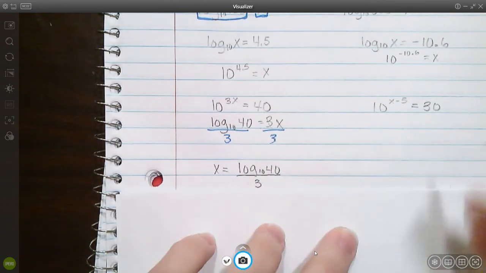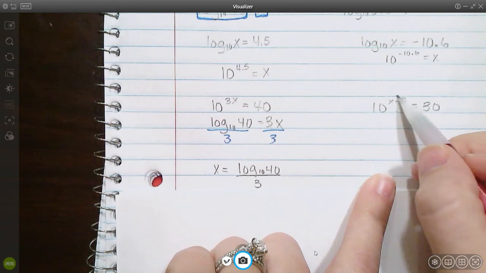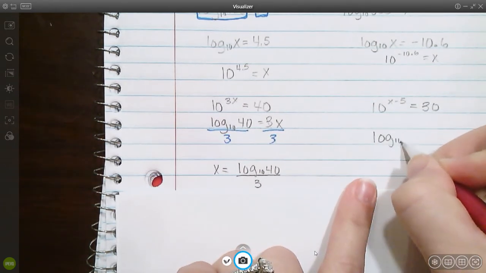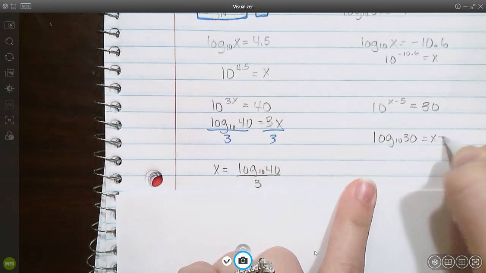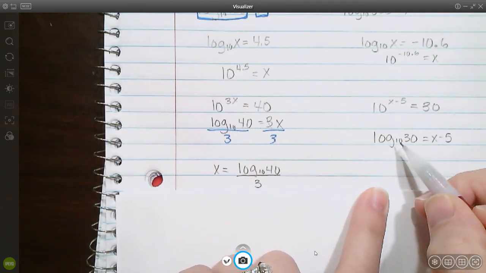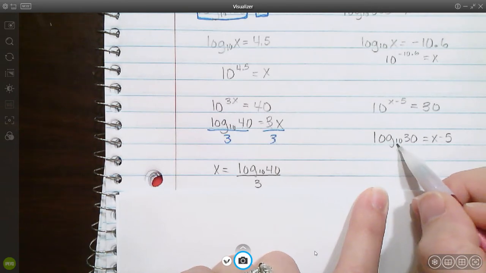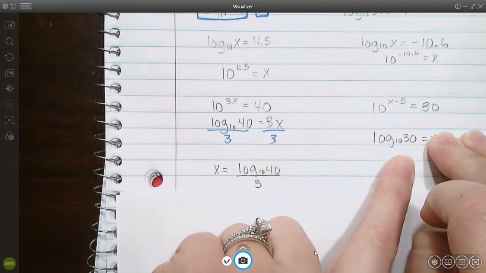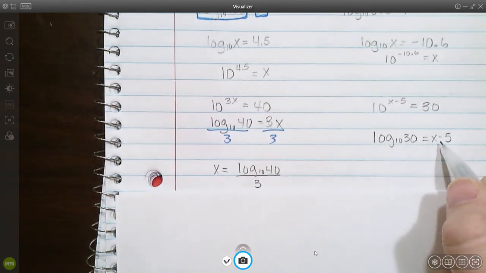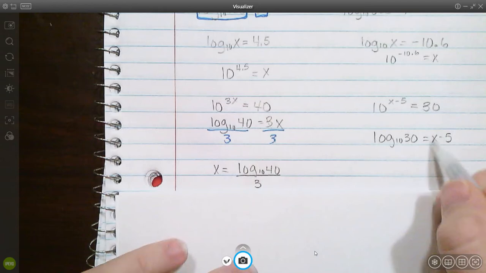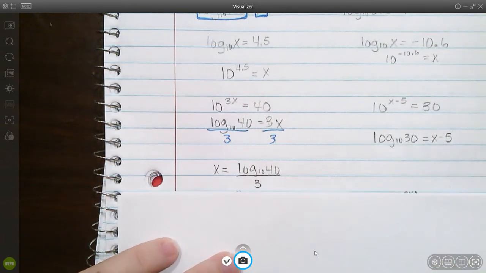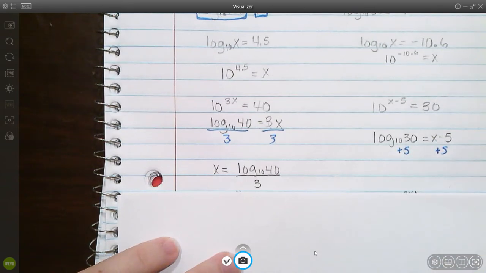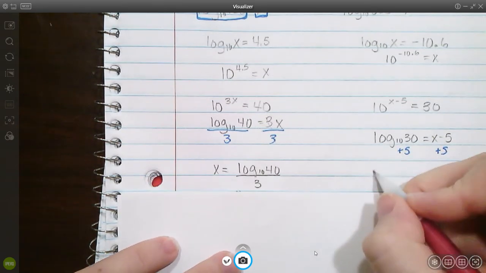All right, this one, okay, you're solving for an exponent, so we're going to put it in log form. So we have log base 10 of 30 equals x minus 5. We don't know 10 to the power of what gives you 30, so we can't even simplify this side. And then we have x minus 5. So we need to get rid of this minus 5, so we're going to add 5 to both sides. So my next answer is going to be a common mistake.